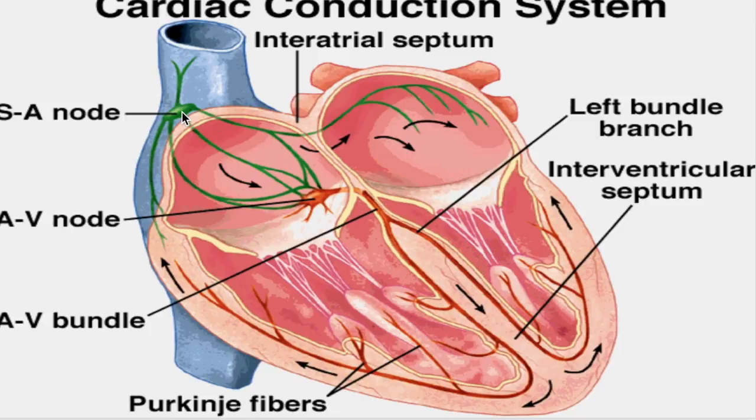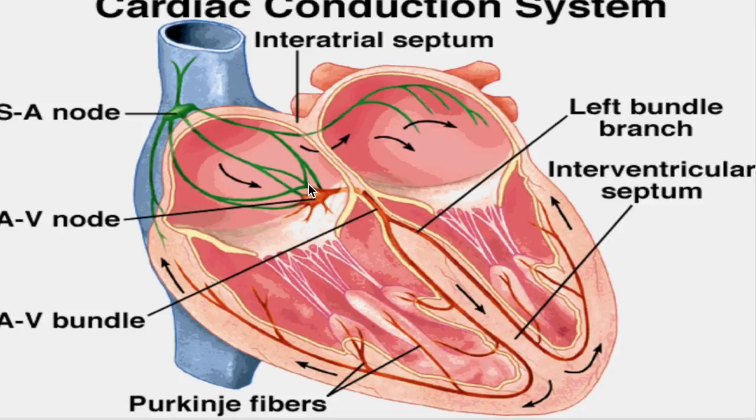The impulse then spreads from the SA node throughout the atria. It also travels to the AV node here at the junction in the lower atrial septum, and immediately after this electrical wave, the atria contract. The impulse pauses momentarily for about 0.1 second at the AV node. This allows the atria to complete their contraction.